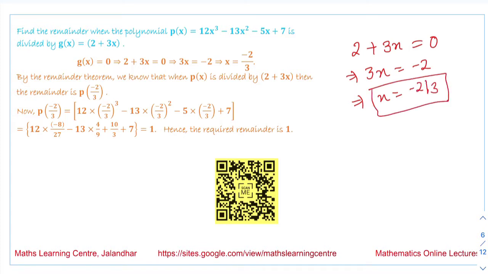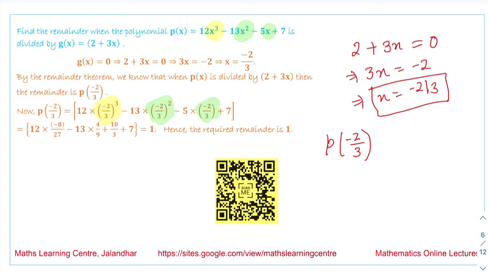To find the remainder, we have to calculate the value of p of minus 2 by 3. When you find p of minus 2 by 3, it means in place of x you are writing minus 2 by 3. It is x cube over here, so we have substituted minus 2 by 3 whole cube. It is x square over here, so we are getting minus 2 by 3 whole square. Next is x over here, so it is minus 2 by 3.